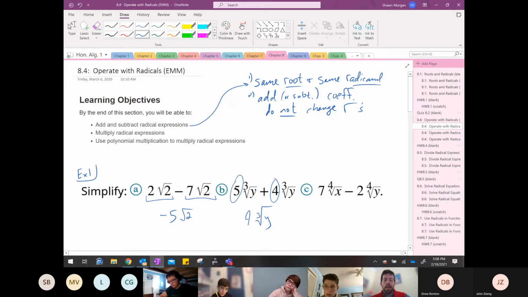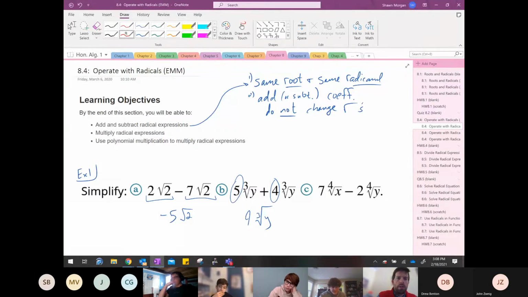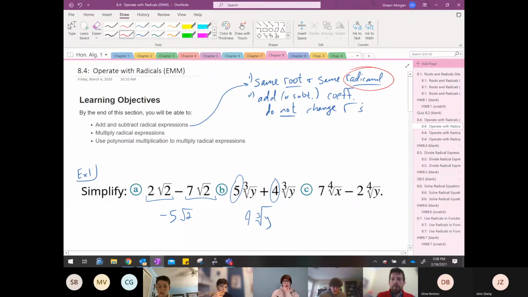All right, Luke, how about example C? What do you think on 7 fourth root of x minus 2 fourth root of y? What do you think? 5 fourth root of x and y. All right. Actually, a little trick question here, Luke. Go back and check your first parameter. What do I have to make sure I have in place?